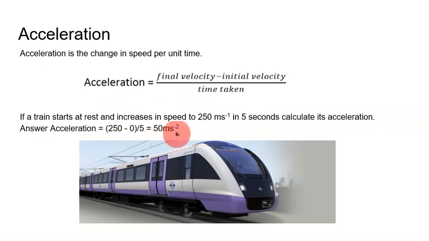So the answer is 50 meters per second minus 2. Notice that with acceleration we have this minus 2. This minus 2 is used to distinguish between speed, which is meters per second, and acceleration, which is meters per second per second. That's why we have this minus 2 here. It distinguishes acceleration from speed. Let's look at another example and work through the calculation.